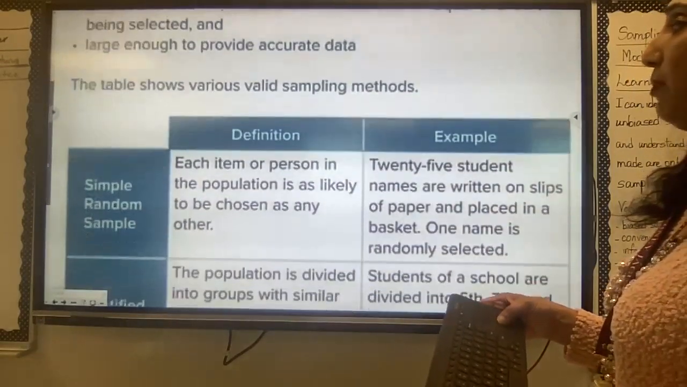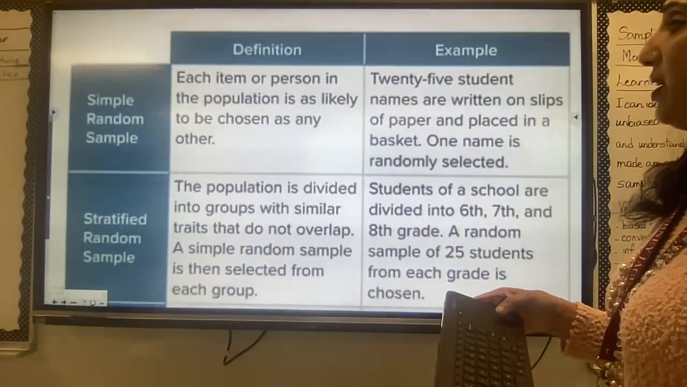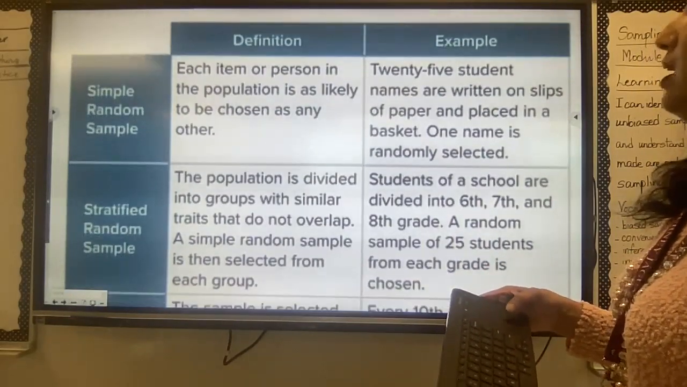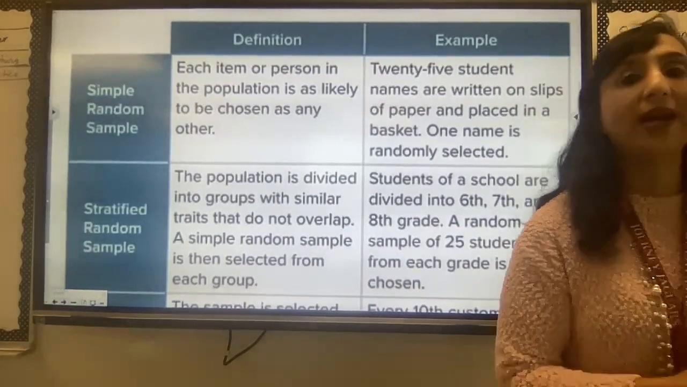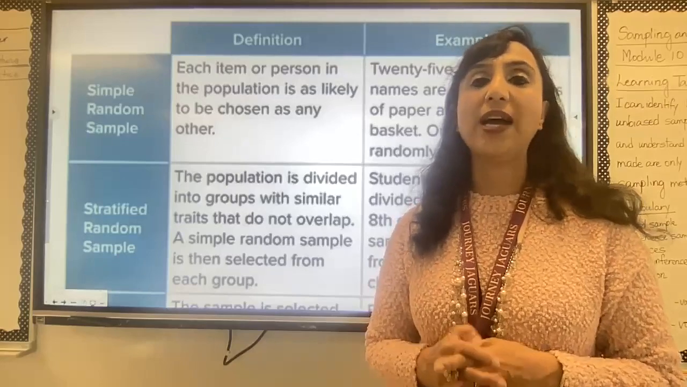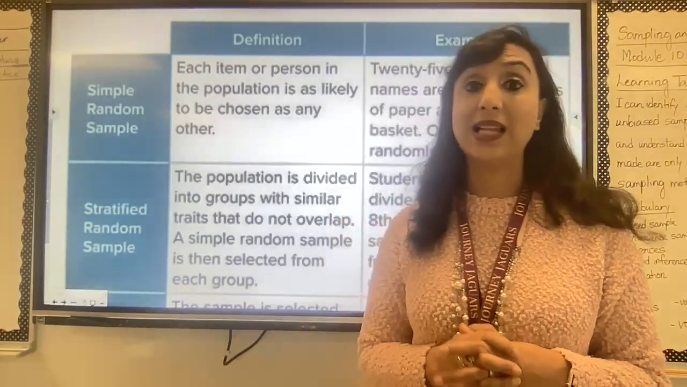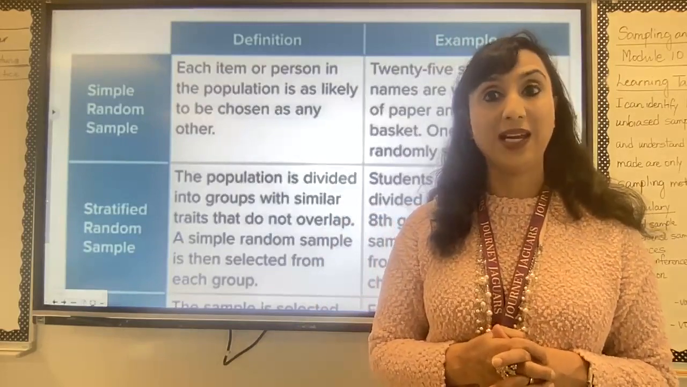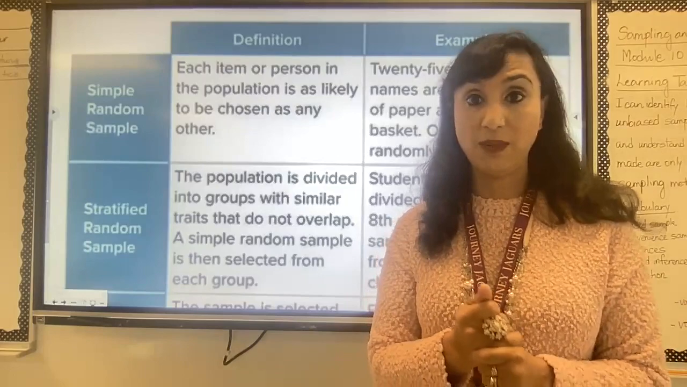These are more vocabulary words, but let's quickly talk about the different sampling methods. The first one is the simple random sample. In this one, each item or person in the population is as likely to be chosen as any other. So there is a likelihood of anyone in that population being chosen.